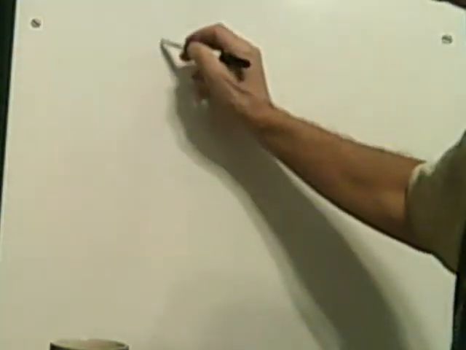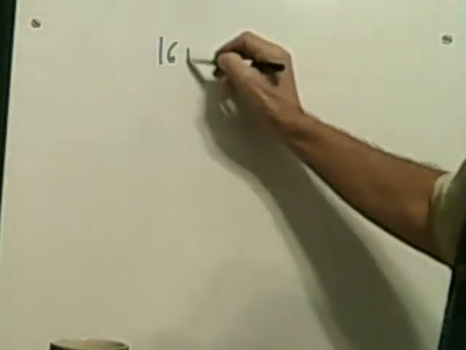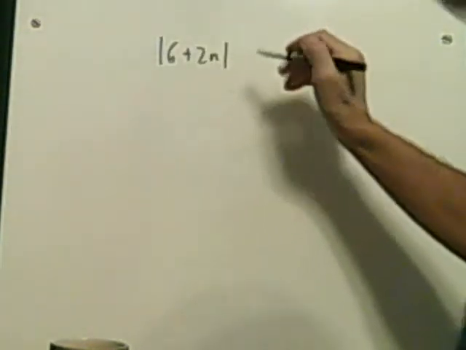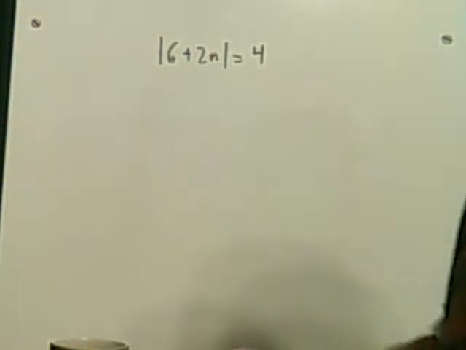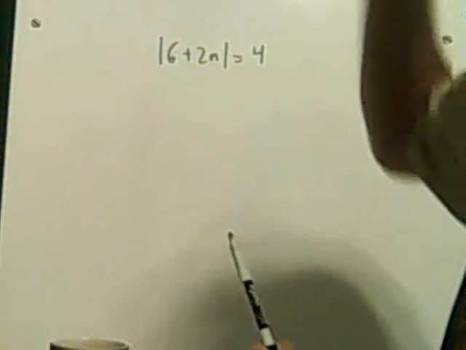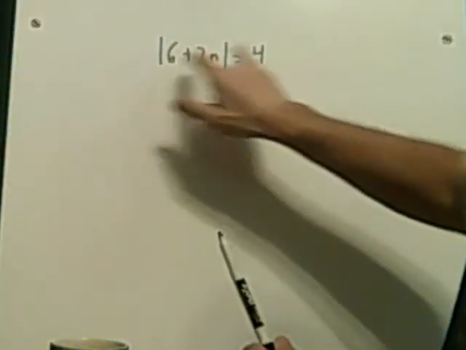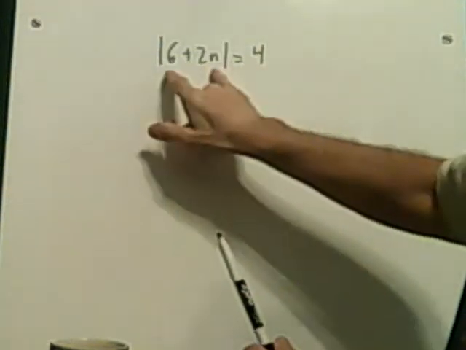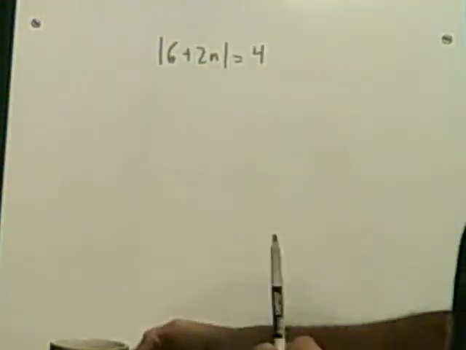Okay, number 6 says the absolute value of 6 plus 2n equals 4. Now, this is really two equations. One of them is if 6 plus 2n were equal to 4, that would be a solution to this equation. If 6 plus 2n was equal to -4, that would also represent a solution.